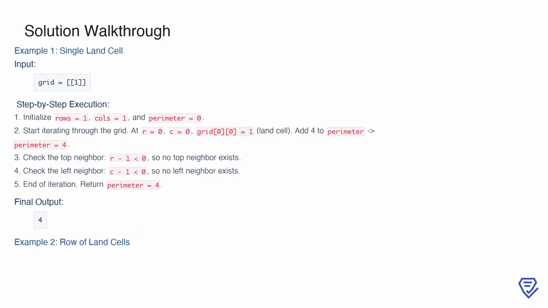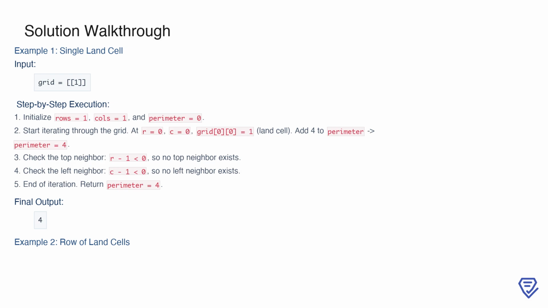Here, we're tackling the simplest case, a single land cell. Our input grid is a 1x1 matrix containing just one land cell, represented by the value 1. To begin, we initialize the number of rows and columns as 1, and set the perimeter to 0. Now, we start iterating through the grid. At row 0, column 0, we find a land cell, so we add 4 to the perimeter, making it 4.